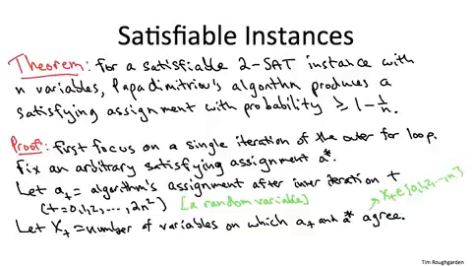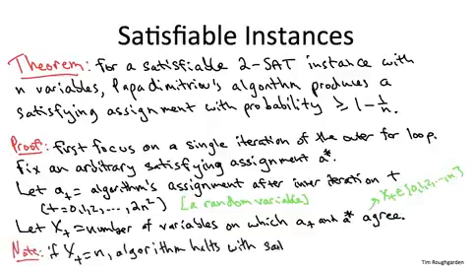Of course, if we ever get to the point where x sub t equals n and A star is the same as A sub t, then A sub t is itself a satisfying assignment and we're good to go. The algorithm halts correctly.